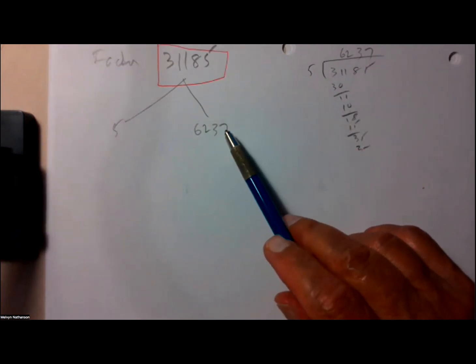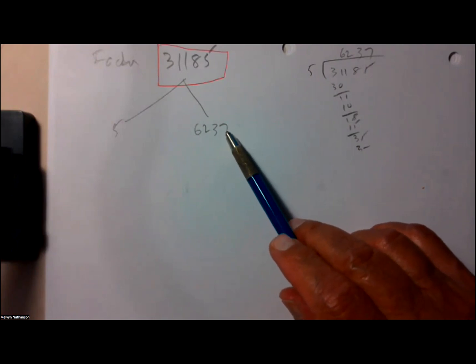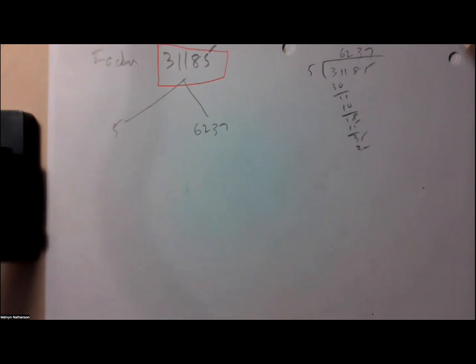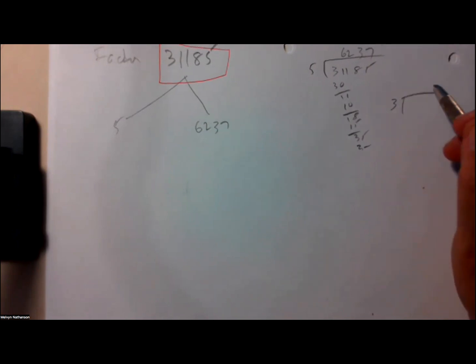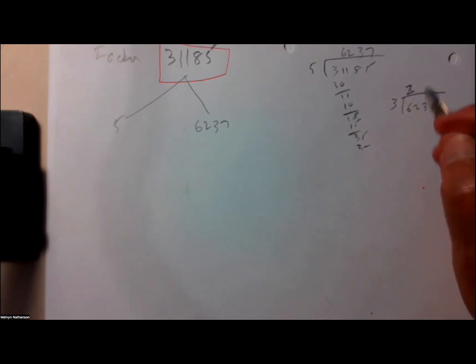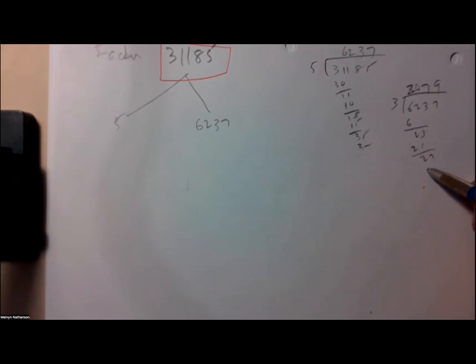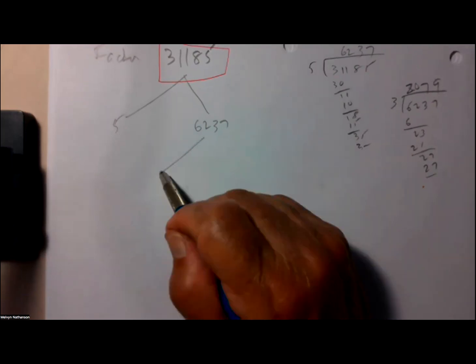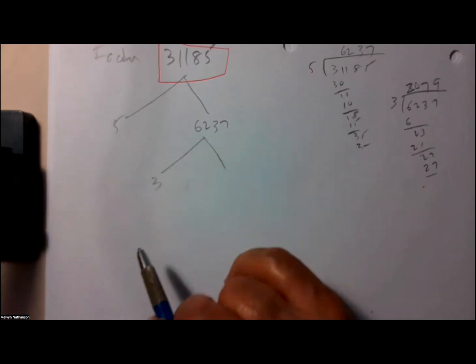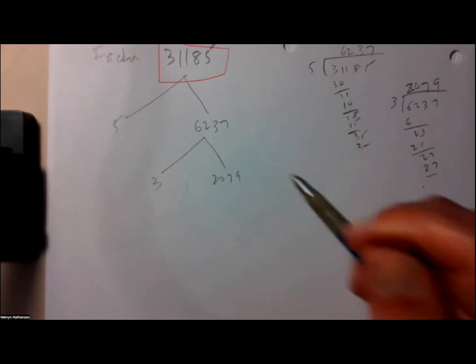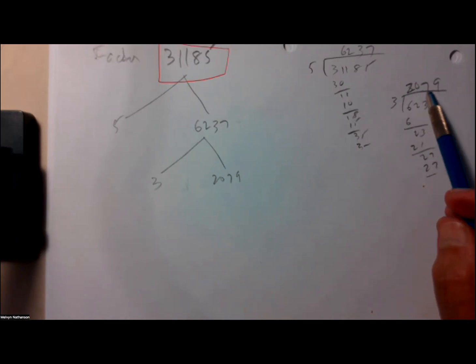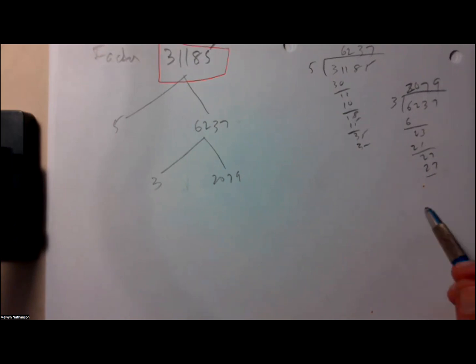Now this is not divisible by 2, not divisible by 5, so you might see if it's divisible by 3. If I divide 3 into 6237, I get 2079. So this is 3 times 2079. Let's see, is this still divisible by 3? I don't know. Let me divide 3 into that.